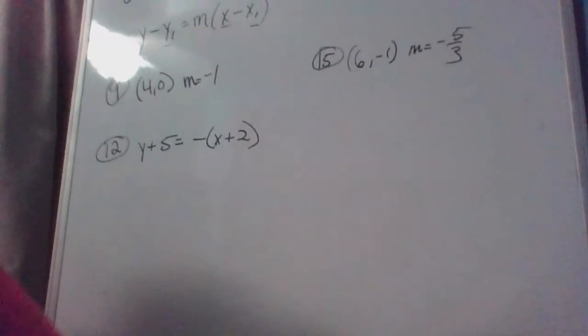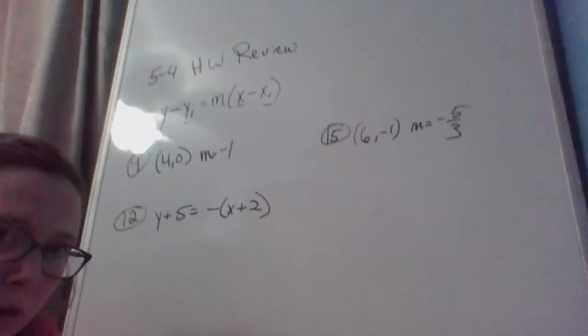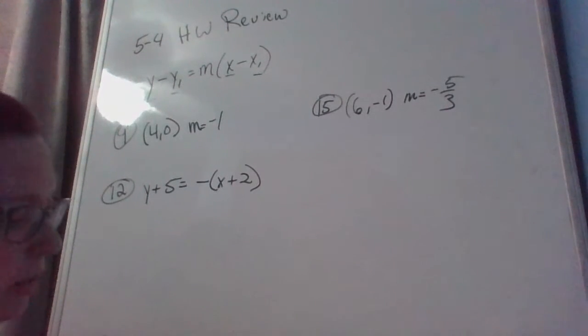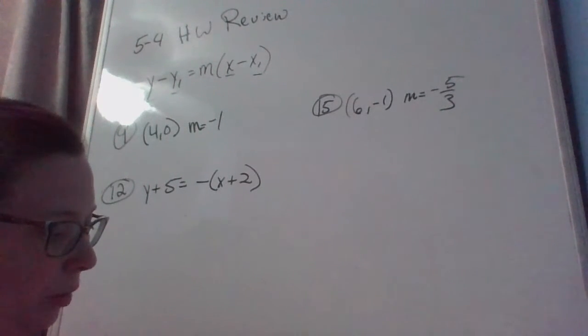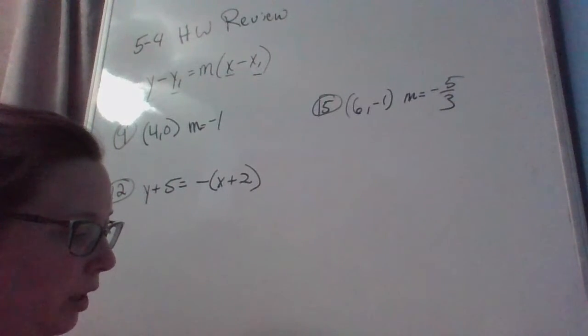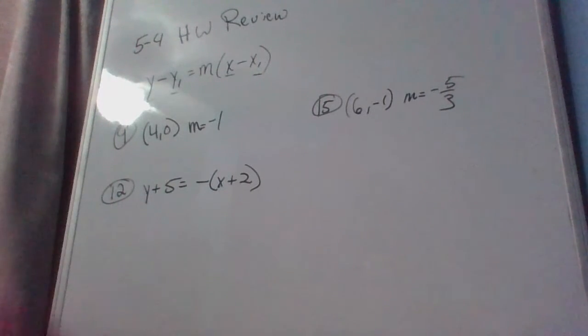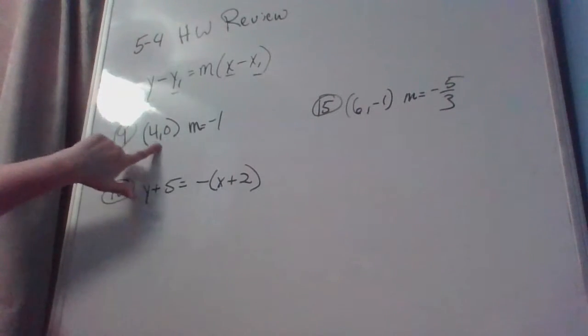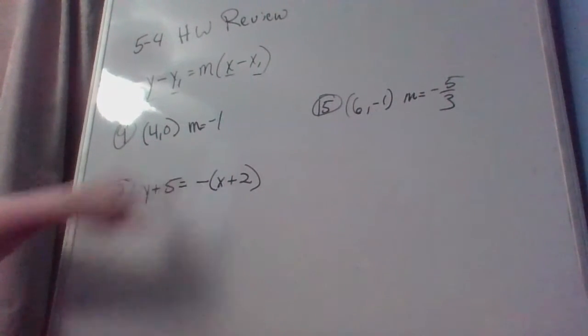Alright, here we are with the 5-4 homework review. The first three up here. Number 9, you were given a point and you were given the slope, and the directions ask you to write an equation in point slope form. I will have that up here for you, and we're essentially going to be plugging these in.